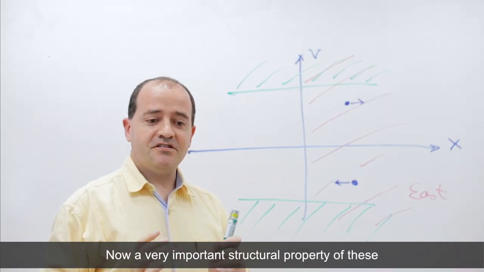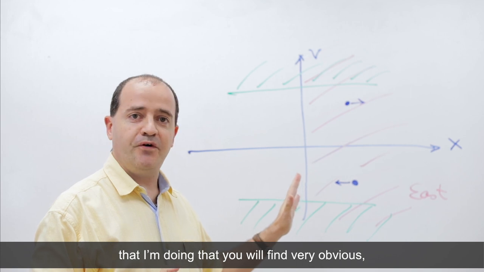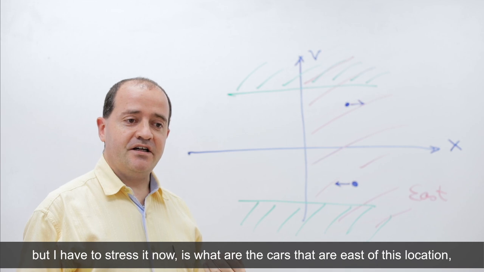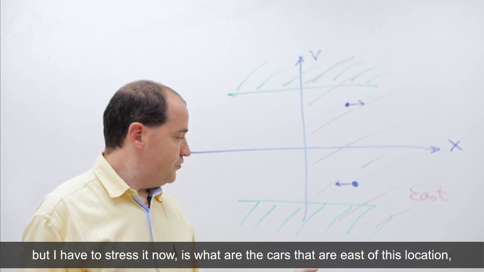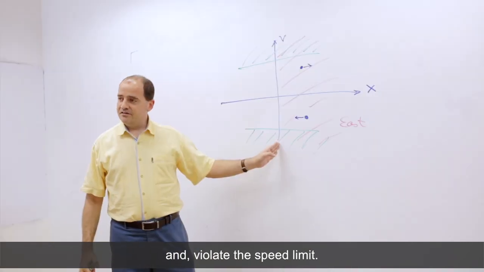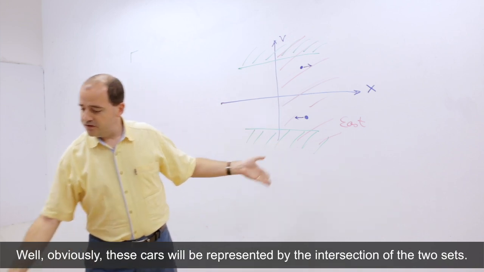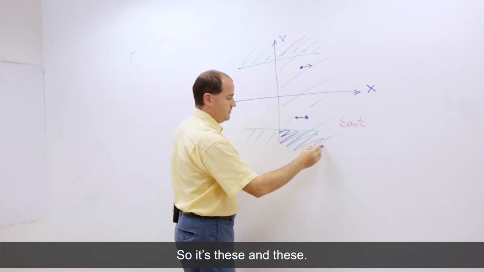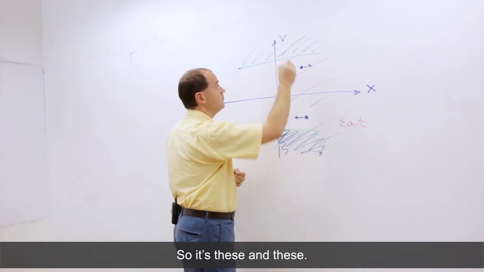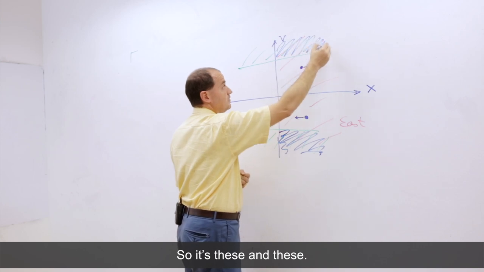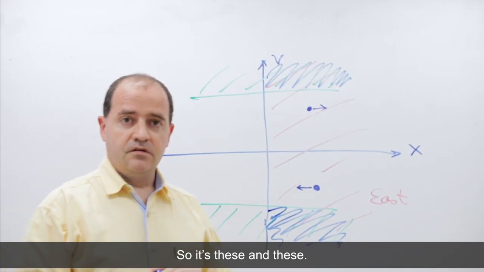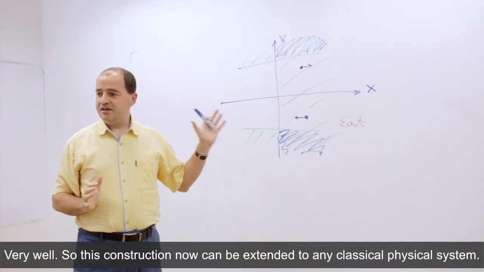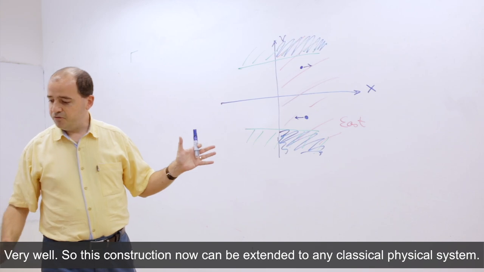Now, a very important structural property of this that I'm doing, that you will find very obvious, but I have to stress it now, is: what are the cars that are east of this location and violate the speed limit? Well, obviously, these cars will be represented by the intersection of the two sets. So it's these and these. Very well. So this construction now can be extended to any classical physical system.